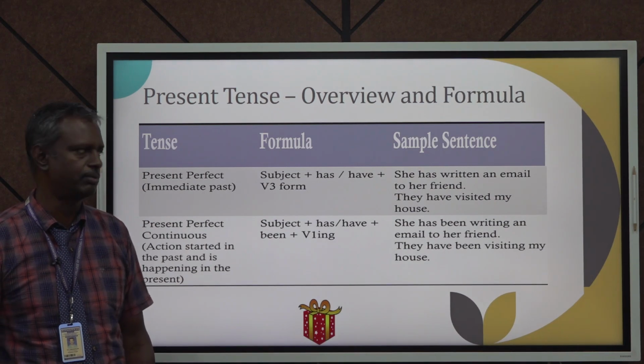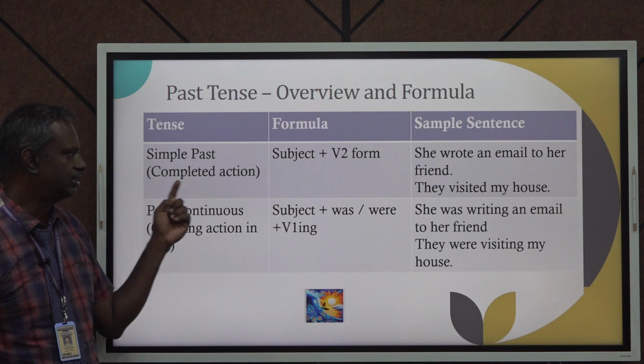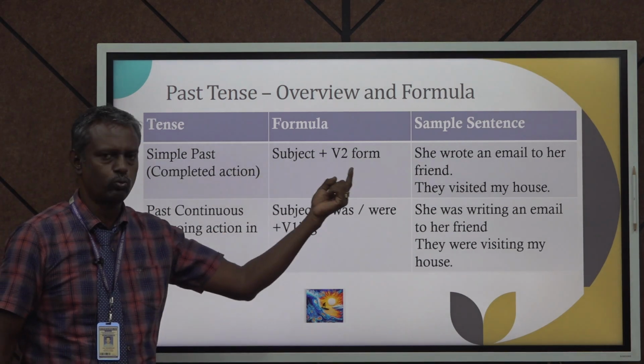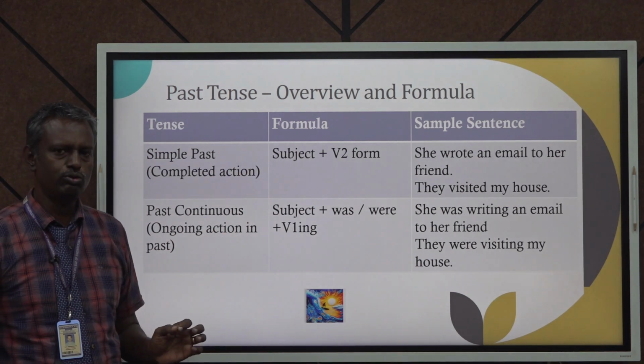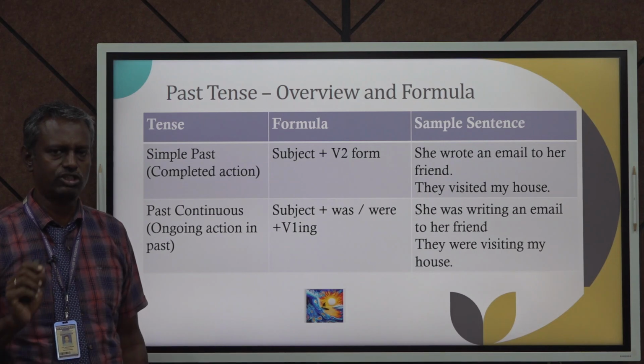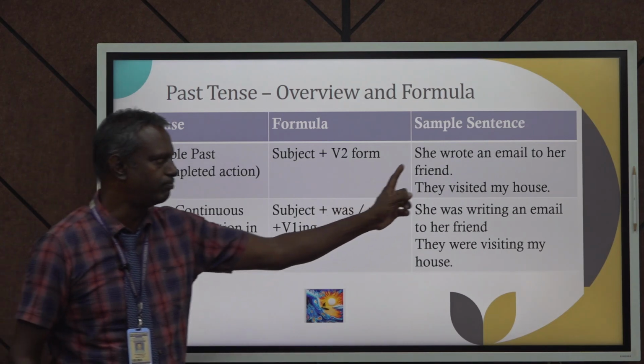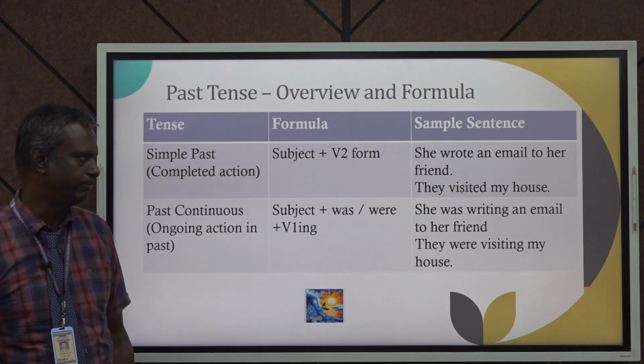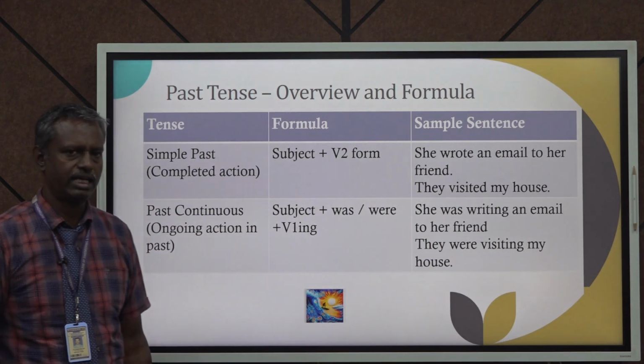Now we would move to the past tense. Past tense, the format is subject plus V2 form. We would use the past tense when the action is completed. For example, she wrote an email, they visited my house.